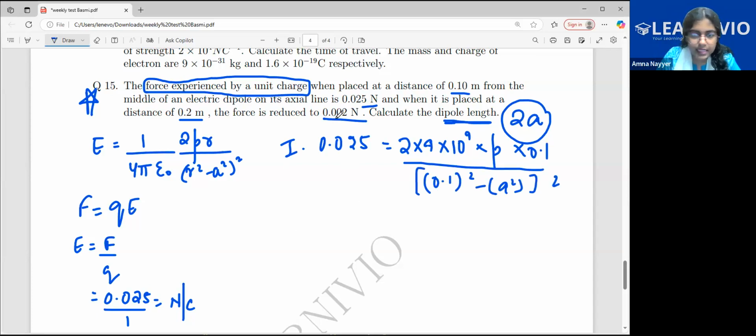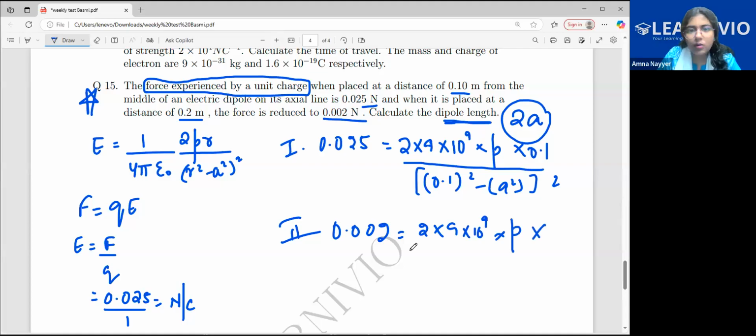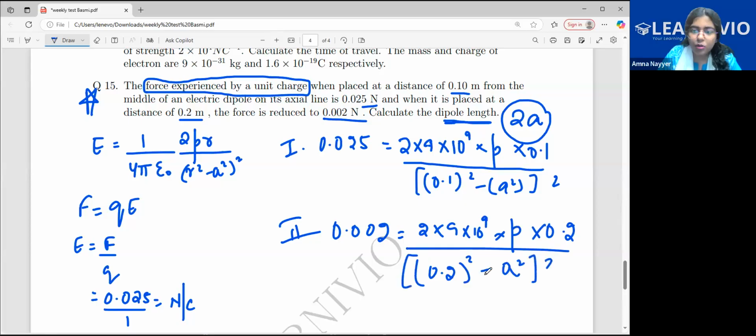Second equation will be with this: 0.002 is equal to, again, 2 into 9 into 10 to the power 9 into P. Dipole will be the same, correct? So it will be P into R, which is 0.2 this time, divided by 0.2 whole square minus A whole square, A we don't know. Look, 2 variables are there, 2 equations are there. This is P or A. You calculate anything, you will get the value.